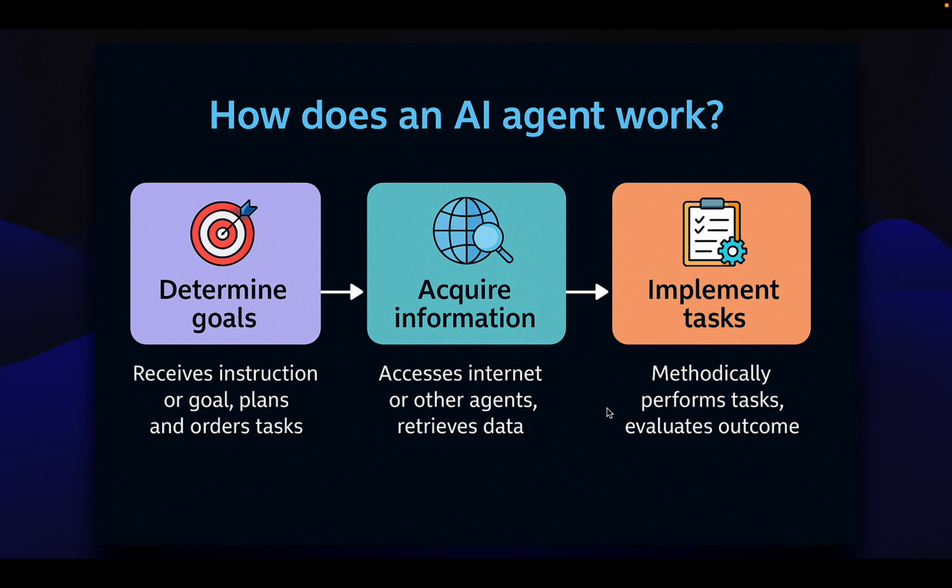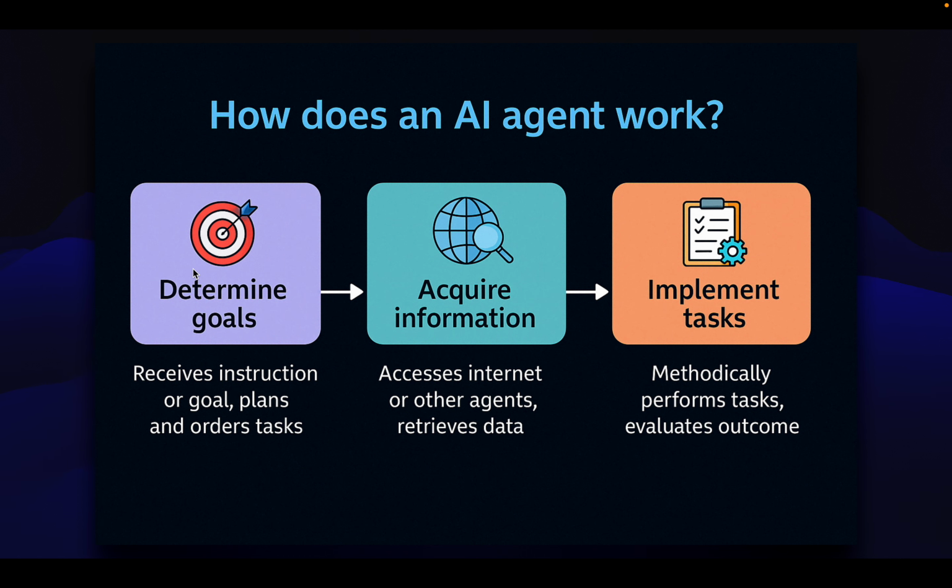The next slide is basically how an AI agent actually works. We can go step by step. The first step is that everything starts with the goal. The agent receives an instruction or objective, either from a human, from a system, or even from another agent. Its first job is to plan out what tasks need to be done and in what order. Think of it like a project manager. Before doing anything, it first decides what it needs to accomplish and what steps will be involved.